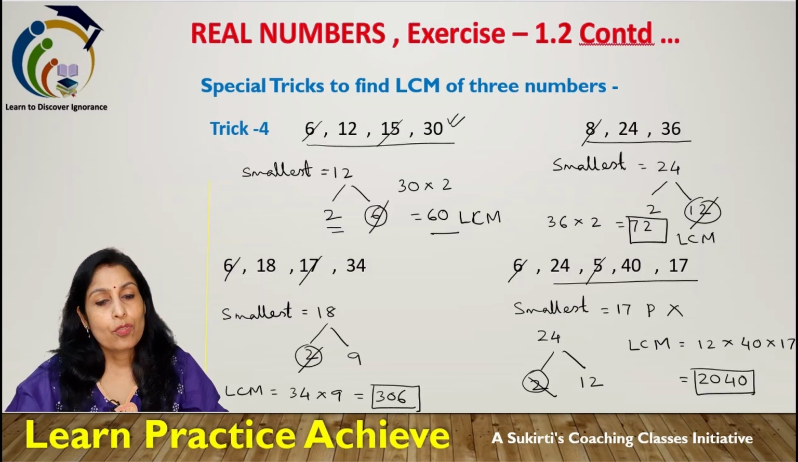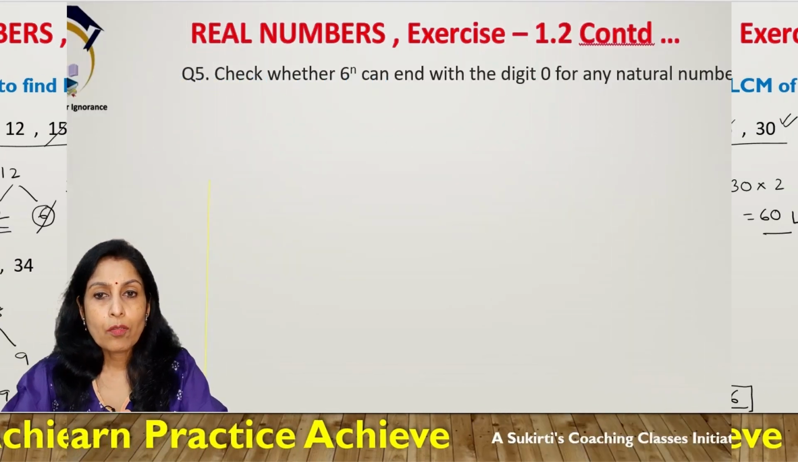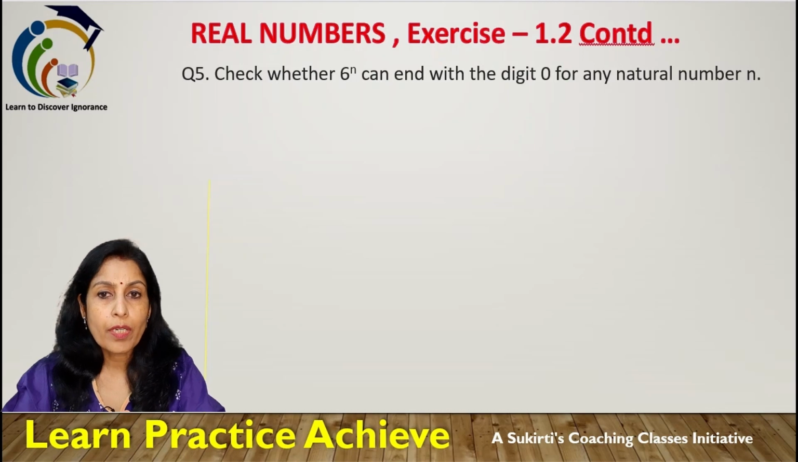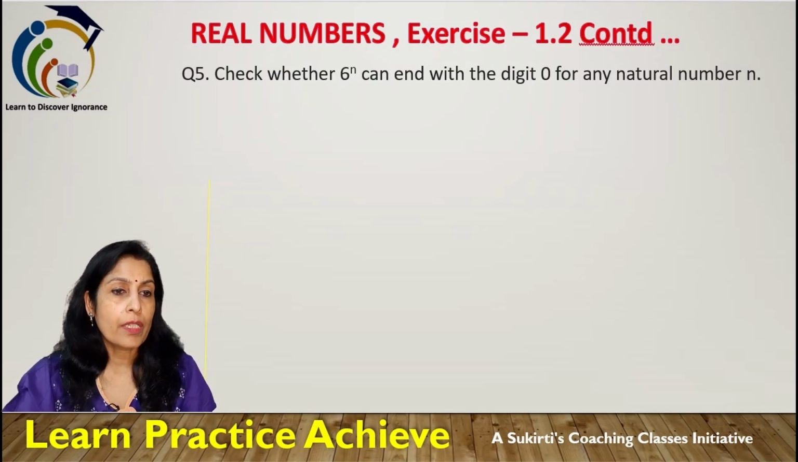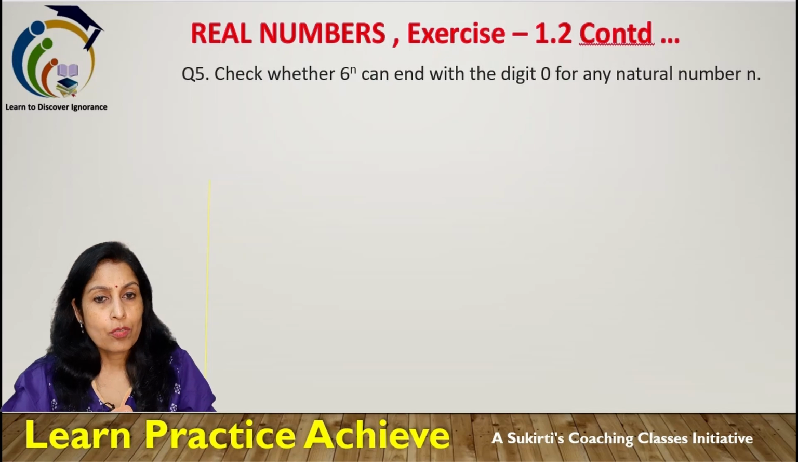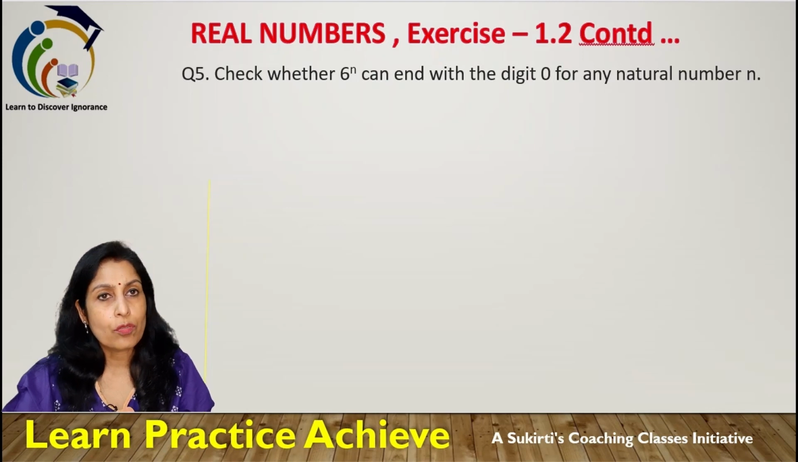Okay. So use this trick to find out all the MCQ questions. So you will solve your question easily and quickly. Now we will solve question number 5 of exercise 1.2. Question number 5 is: check whether 6 to the power n can end with the digit 0 for any natural number n. So let's find out whether the power n of 6 ends with 0 or not.